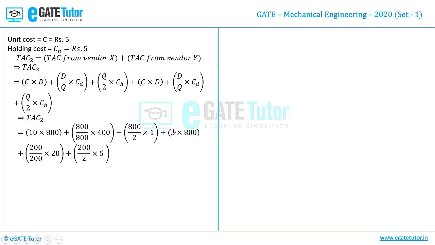So when we substitute the corresponding values and simplify, we will get the total annual cost according to case 2 will be rupees 10,320. So the percentage reduction will be rupees 10,900 minus 10,320 by 10,900 into 100. That will give us the percentage reduction of total annual cost from case 2 when compared to case 1 will be 5.32%.